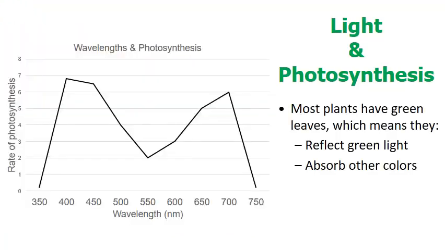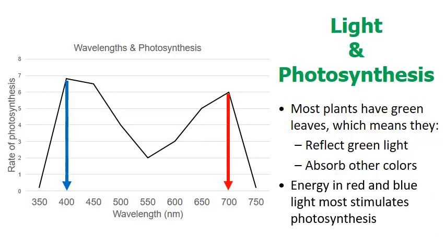In this graph, we can see, for instance, that this graph shows the wavelengths of light that most power photosynthesis. Notice how there's a peak around 400 nanometers. Well, that's the wavelength of blue. There's another peak around 700 nanometers. Well, that's the wavelength of red. So blue light and red light are most stimulating for plants in the process of photosynthesis.